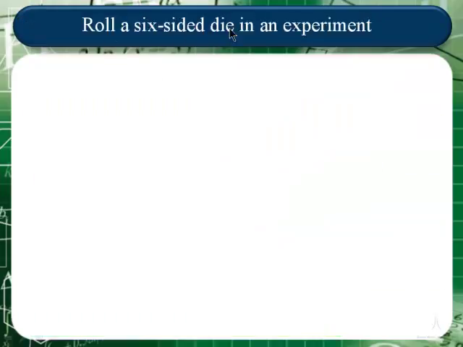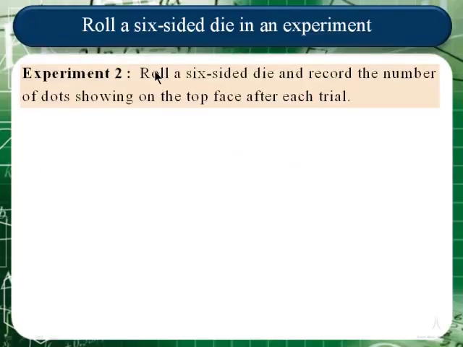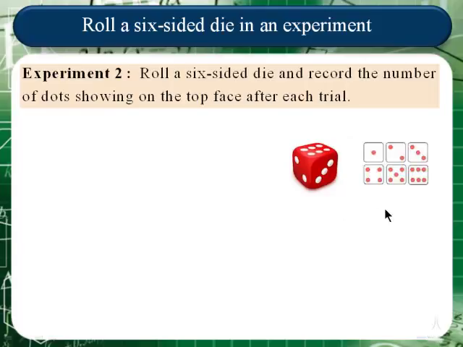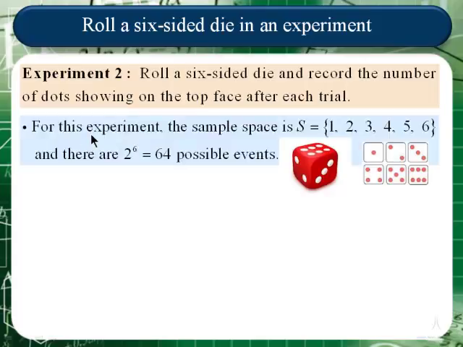Rolling a 6-sided die in an experiment is what we focus on now. In experiment 2, we will roll a 6-sided die and record the number of dots showing on the top face after each trial. So here is a 6-sided die with either 1, 2, 3, 4, 5 or 6 dots on the top face. For this experiment, the sample space S is the set containing the 6 outcomes.